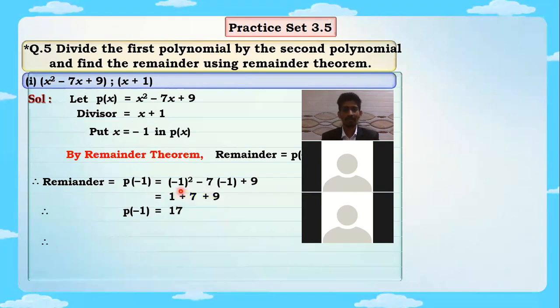So at the end we'll write the final answer. Therefore the remainder is going to be 17. Keep it in a box for better presentation. Now students, I want you all to write down the answer to this question in your notebook. I am giving you a time of 2 minutes for writing this.